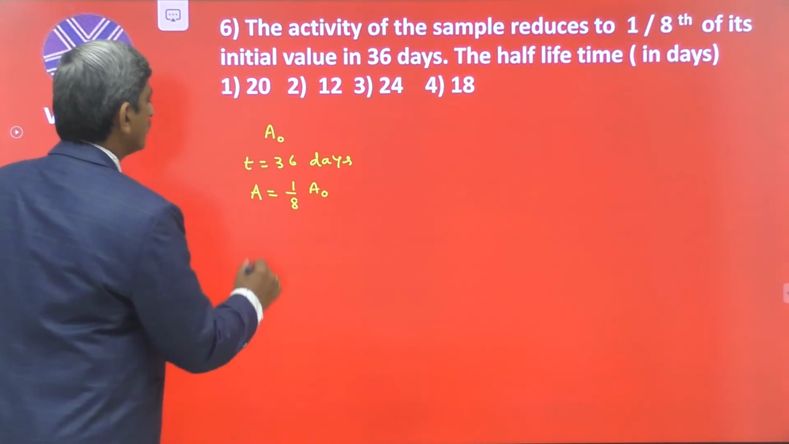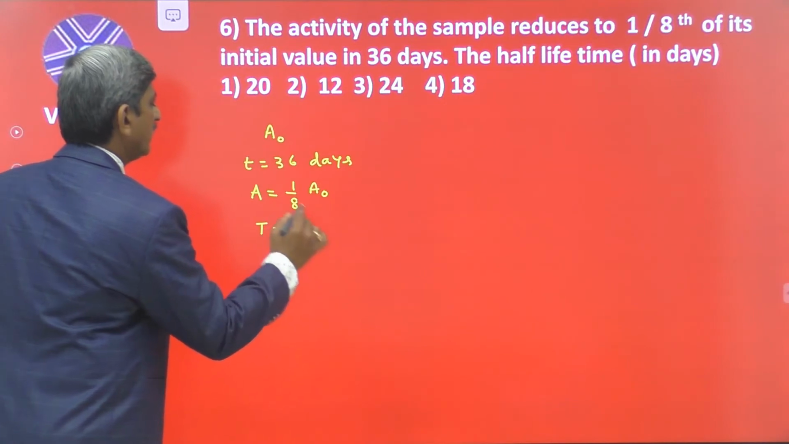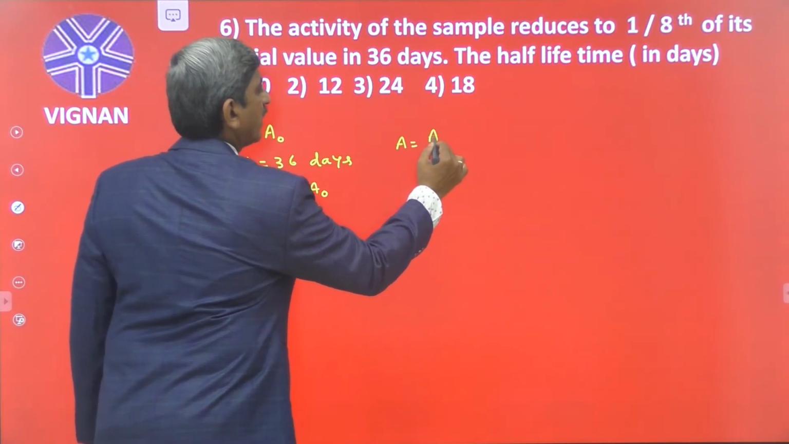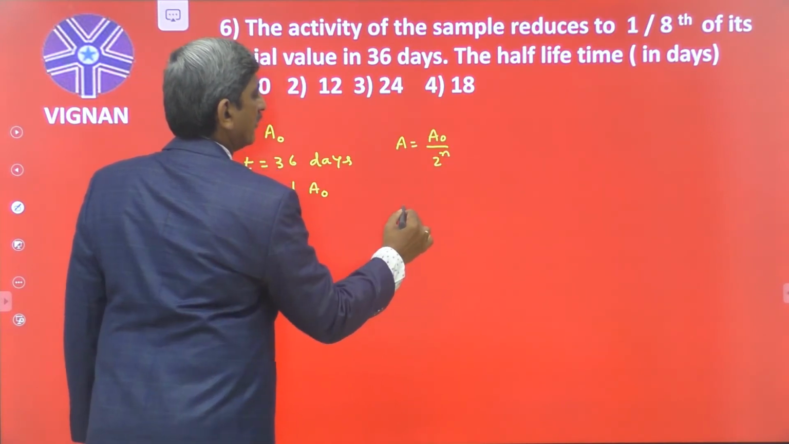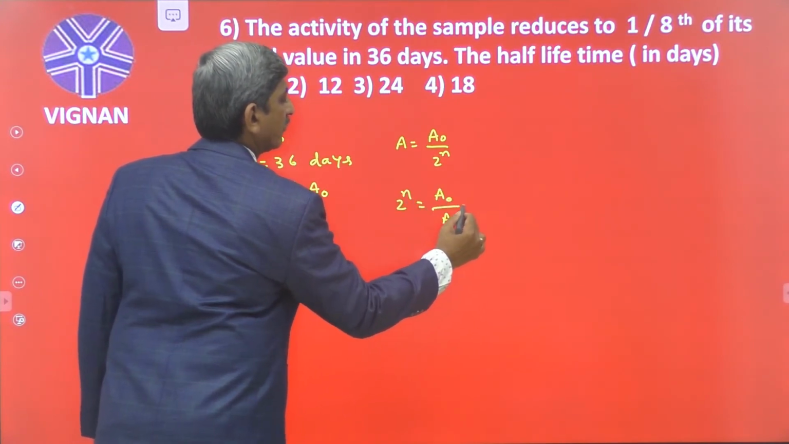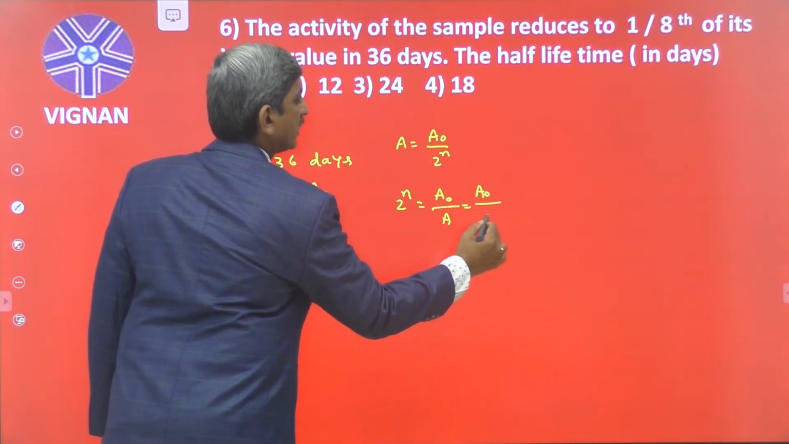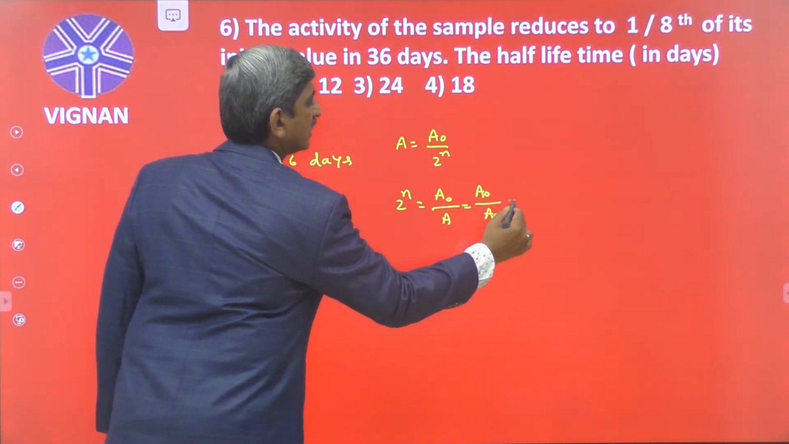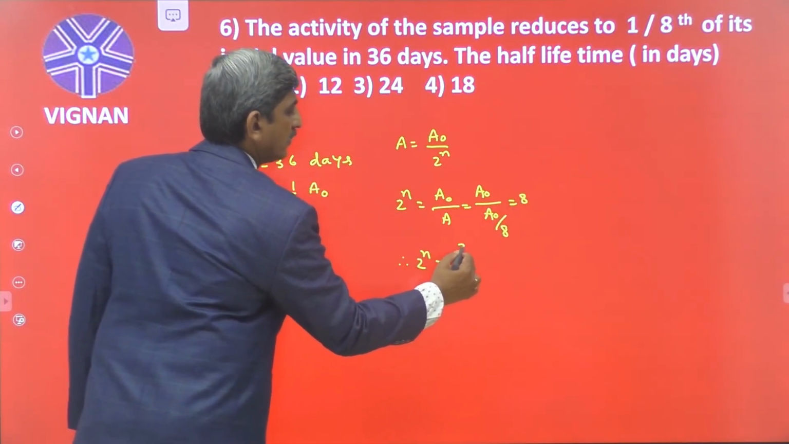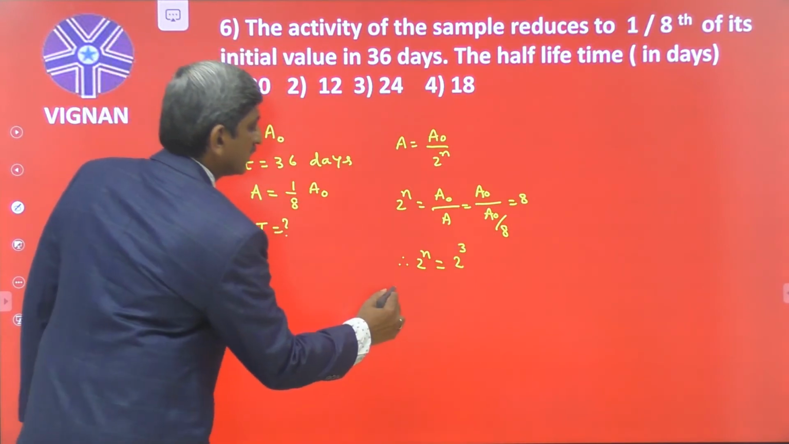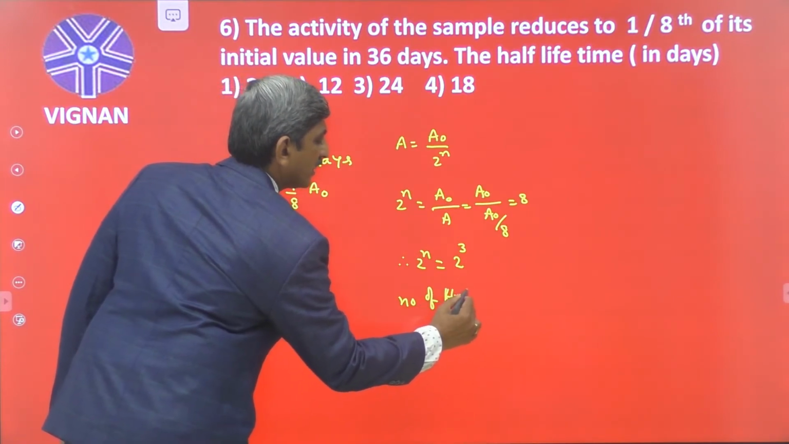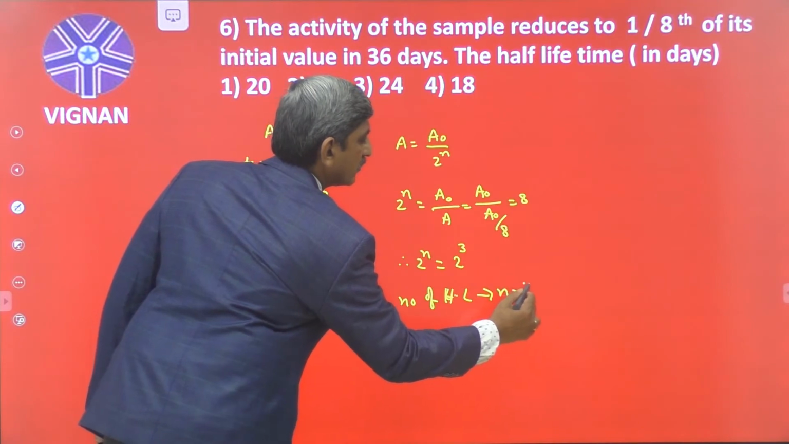Now we want to determine the half lifetime T value. For that, already we know that the activity A is equal to A naught by 2 power n. From this we have 2 power n is equal to A naught by A, which is equal to A naught divided by A naught by 8. This is equal to 8. Therefore, 2 power n is equal to 2 cube. From this, the number of half-lives is given by n is equal to 3.